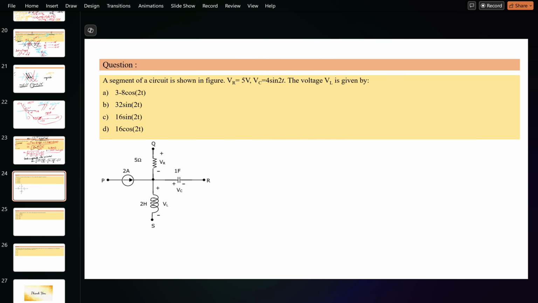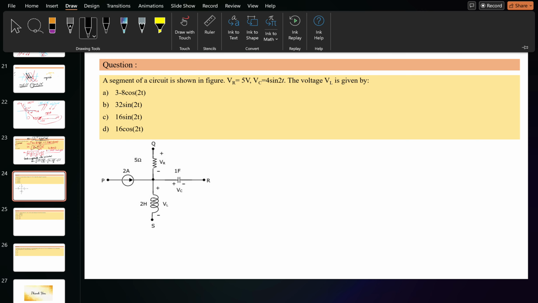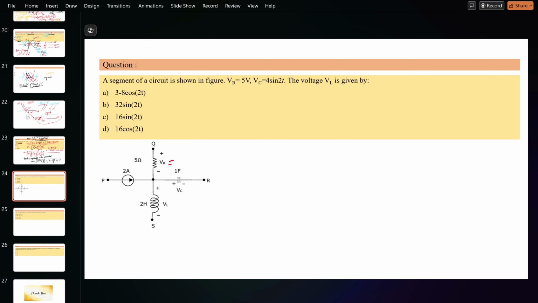Okay, let's move to another problem. Try to solve this. Here the VR is given. VR means this voltage is given as 5 volt. Let me take another pen here. VR is given as 5 volt, and VC is given as 4 sine 2t. You have to find out the value of VL, this voltage.